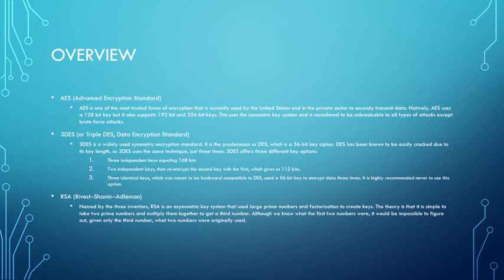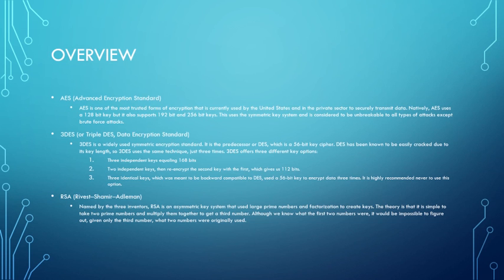3 independent keys, equaling 168 bits; 2 independent keys, and then re-encrypt the second key with the first key, which gives us 112 bits; or 3 identical keys, which is meant to be backward compatible to DES, used a 56-bit key to encrypt the data basically 3 times. It is highly recommended never to use this option.